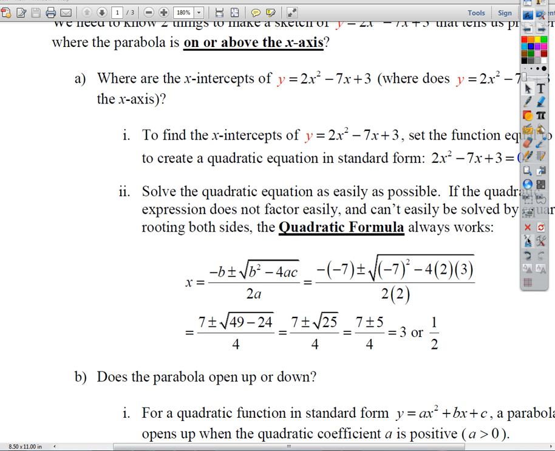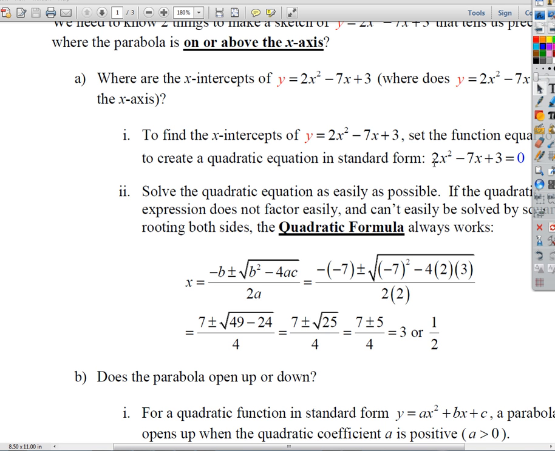In this case, here's the equation I'm solving: 2x squared minus 7x plus 3 equals 0. I've got a 2 in front of the x squared. I don't feel like factoring that. What do I do instead? Quadratic formula. Yeah, absolutely. I'll just plug it into the quadratic formula.